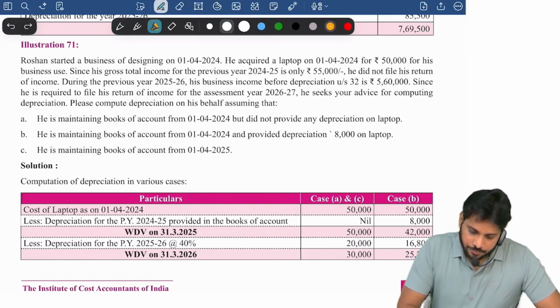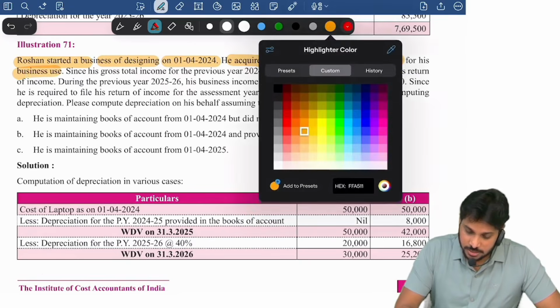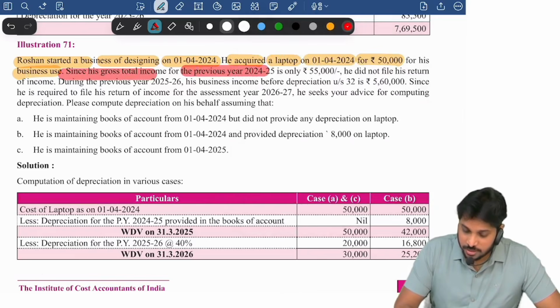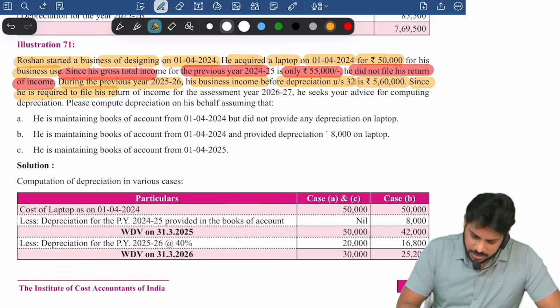Roshan started a designing business on 1st April 2024, last year, 24-25. He acquired a laptop on 1st April for 50,000 for his business use. Since his gross total income for that year was only 55,000, he did not file a return of income. During 25-26, the business income before depreciation is 5 lakh 60,000. Now he is required to file a return of income. He seeks your advice regarding computation of depreciation.